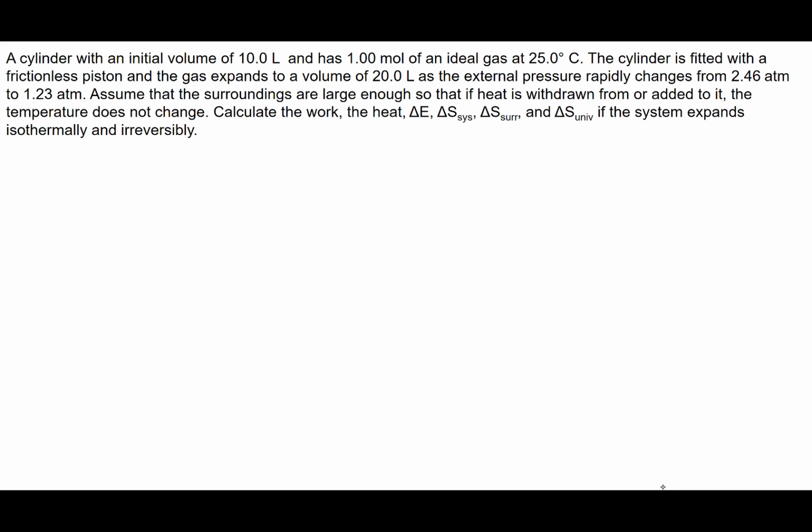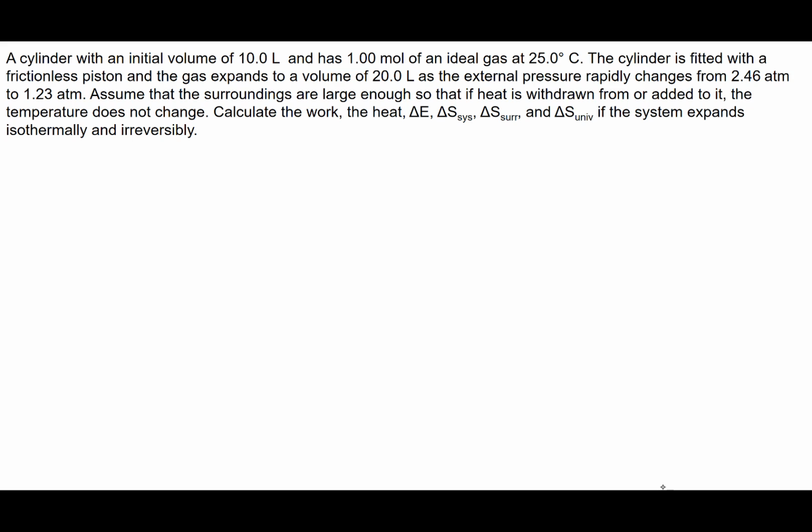If we read the whole problem: a cylinder with an initial volume of 10 liters has 1 mole of an ideal gas at 25 degrees Celsius. The cylinder is fitted with a frictionless piston and the gas expands to a volume of 20 liters as the external pressure rapidly changes from 2.46 atmospheres to 1.23 atmospheres. Assume that the surroundings are large enough so that if heat is withdrawn from or added to it, the temperature does not change.